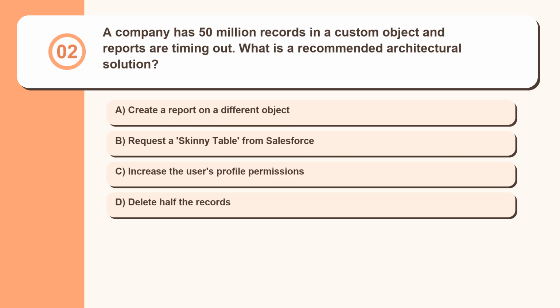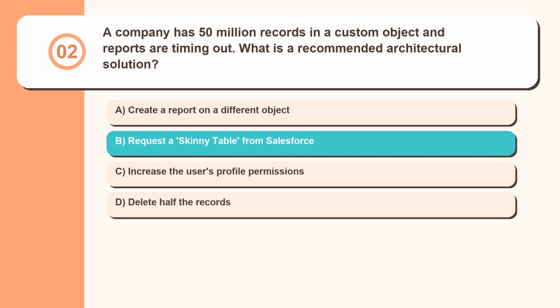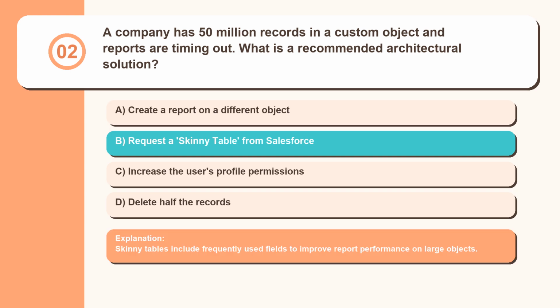Question 2. A company has 50 million records in a custom object and reports are timing out. What is a recommended architectural solution? Create a report on a different object. Request a skinny table from Salesforce. Increase the user's profile permissions. Delete half the records. Skinny tables include frequently used fields to improve report performance on large objects.